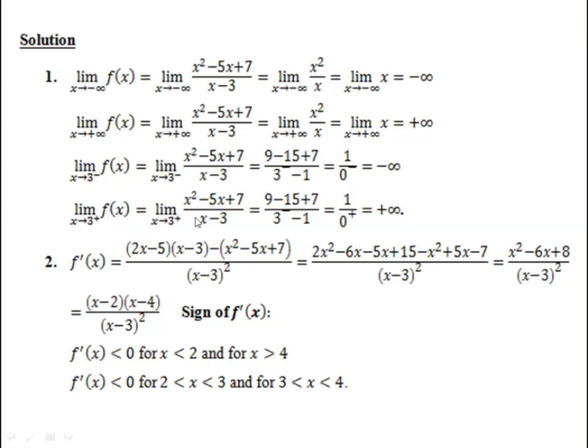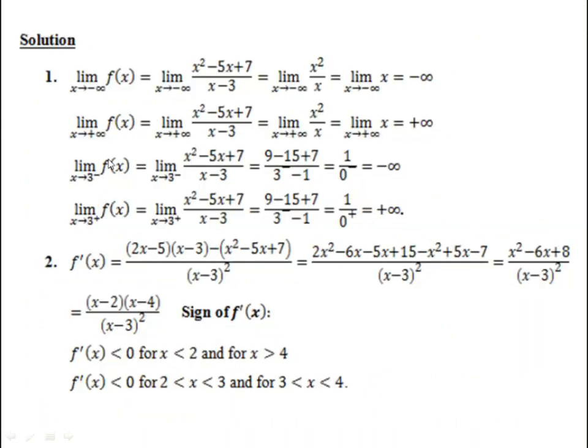Similarly for the fourth limit, but here we will have 3 plus minus 3, which is 0 plus. So 1 over 0 plus will be plus infinity. Remark: here the limit as x tends to 3 of f of x is infinity. So we can conclude that the straight line with equation x equals 3 is a vertical asymptote.